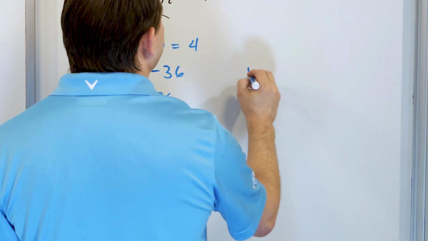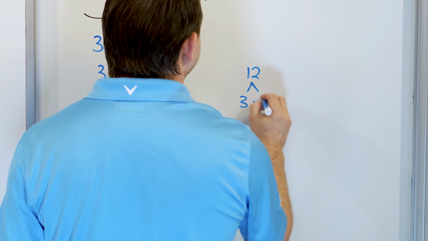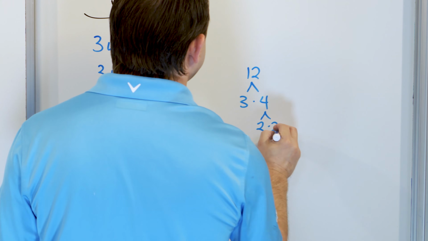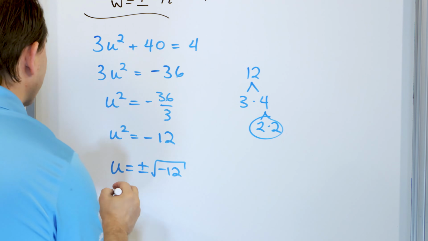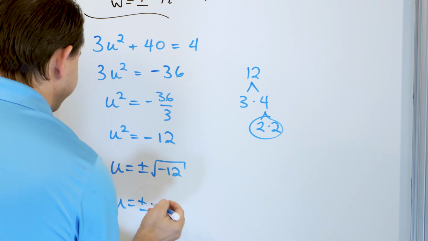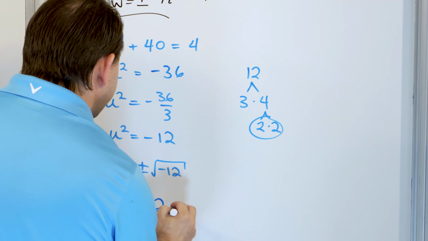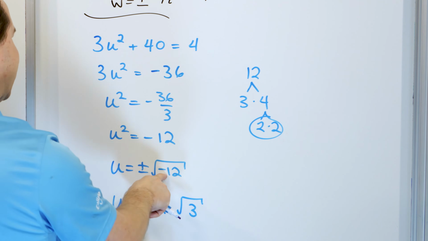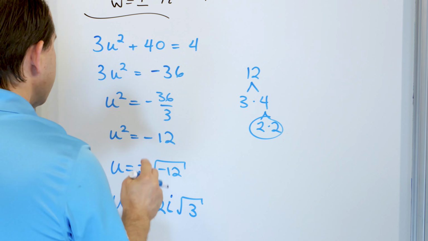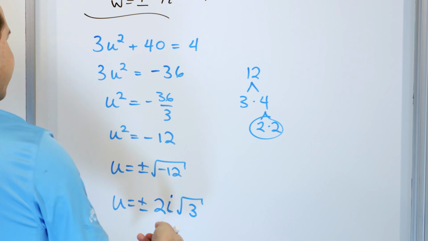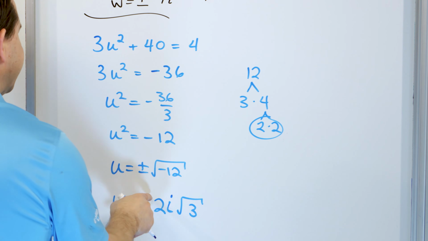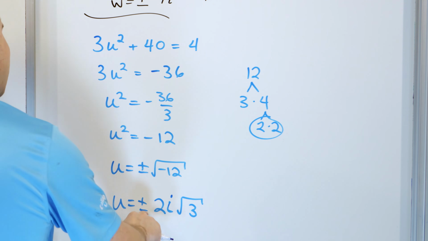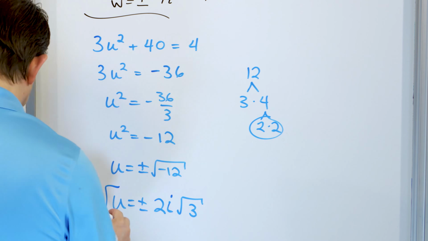I come over here and I write a 12 down, do a factor tree for it. 3 times 4 and 2 times 2. Here's my pair. So as far as the radical part goes, a 2 is going to come out, and I'm going to have a leftover square root of 3. But the square root of this negative 1 pops out as an i. So the answer is 2 times i times the square root of 3. Again, there are two solutions. Positive 2i square root of 3, and also negative 2i times the square root of 3.